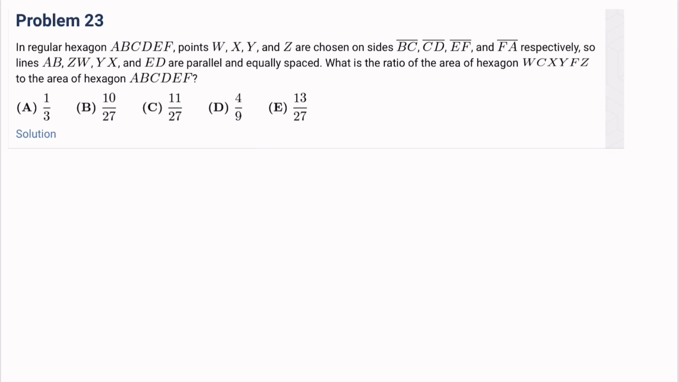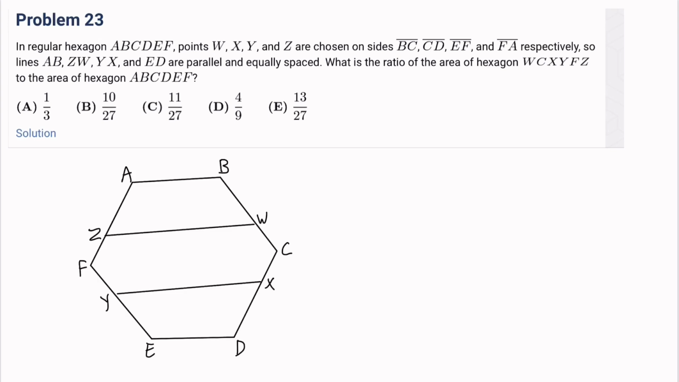Okay, so let's try to draw a diagram of this. So this would be what that looks like. WCXYFZ, that's this region right over here, and we need to calculate this ratio with the whole hexagon, right? It would be great if we could divide everything into small triangles and just count them all to do the math.